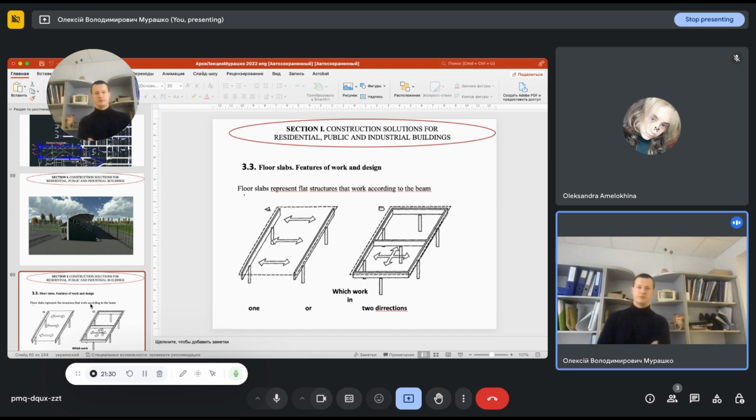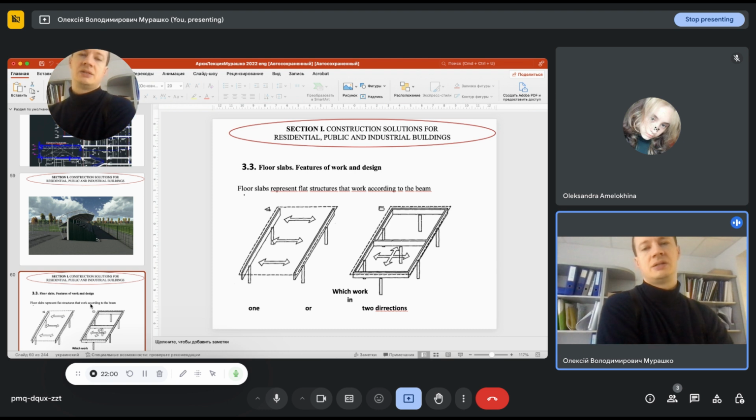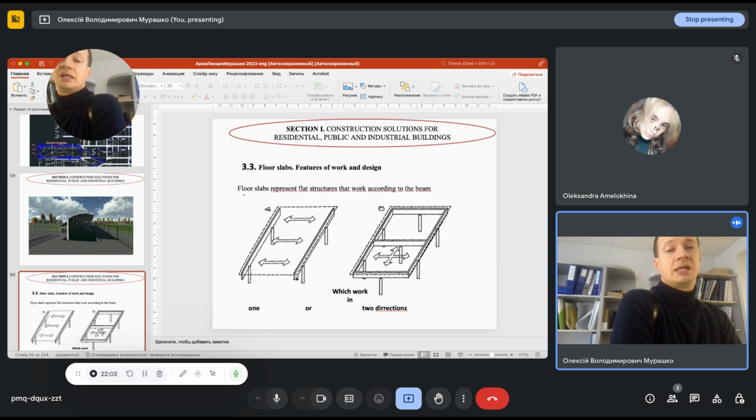So let's continue. Next question, which we will consider during our lecture, is the behavior of slabs. If you look at these two pictures, you will find that those buildings look very much like each other. Both of them have columns, but if you consider this situation in detail, you will find that in this case you have four columns, in this case you have six columns, in this case you have two beams, and in this case you have five beams.